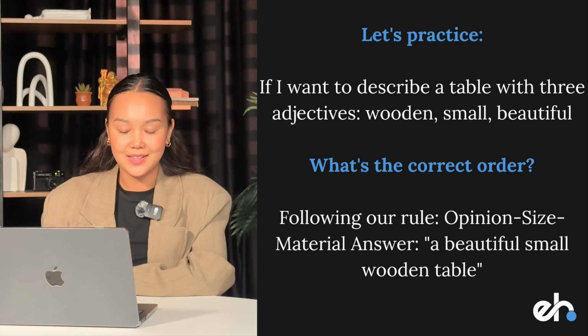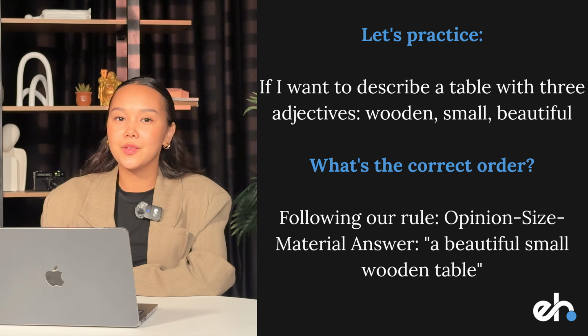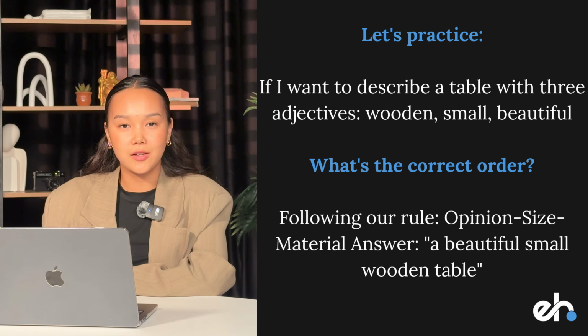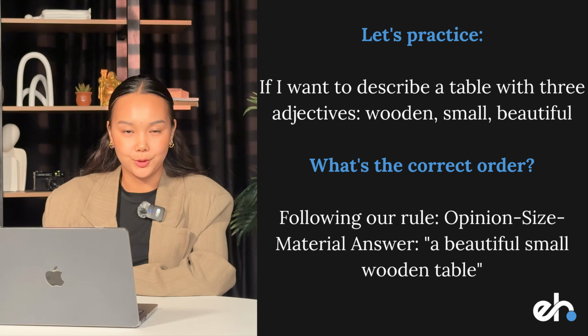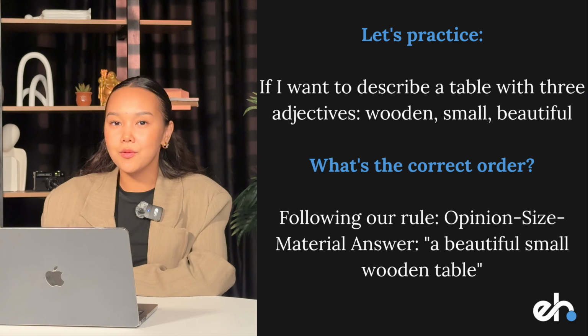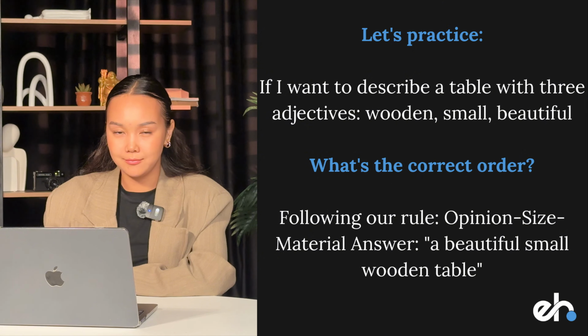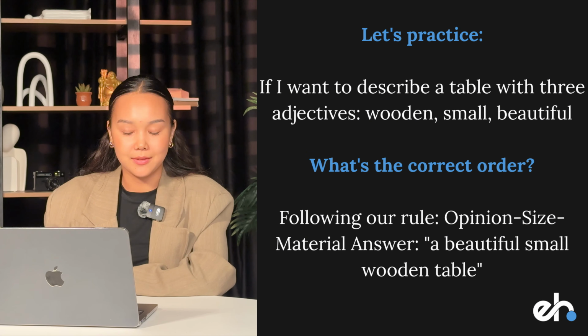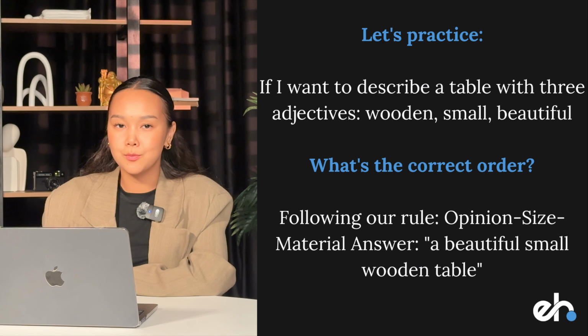Let's practice. If I want to describe a table with three adjectives: wooden, small, beautiful, what's the correct order? So following our rule, opinion, size, material, our answer is going to be a beautiful, small, wooden table.